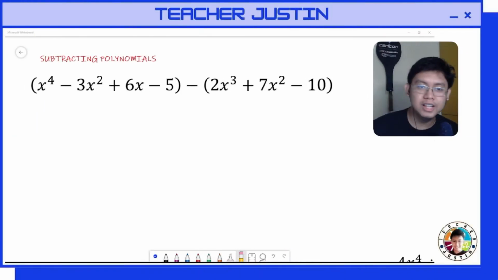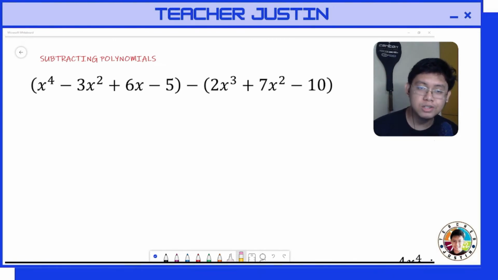Alright, so let's subtract polynomials. In subtracting polynomials, the first thing that we need to do is to distribute the negative sign to each term of our second group. And then, we combine like terms. Now, let's proceed to this example.